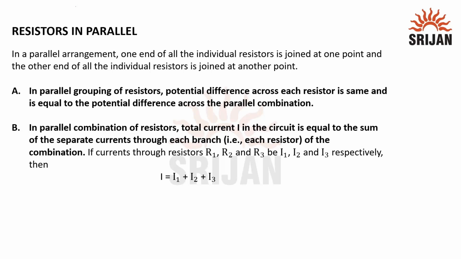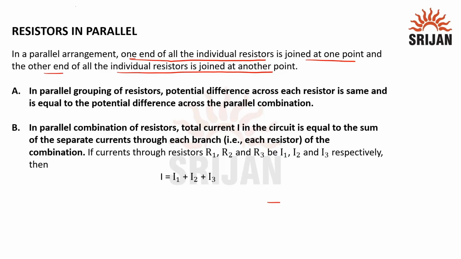In this video, we will learn about resistors in parallel. So how are resistors connected in parallel? In a parallel arrangement, one end of all the individual resistors is joined at one point and the other end of all the individual resistors is joined at another point.